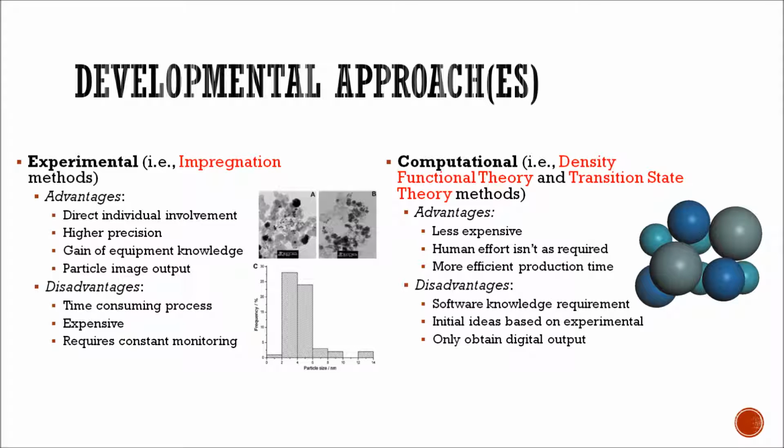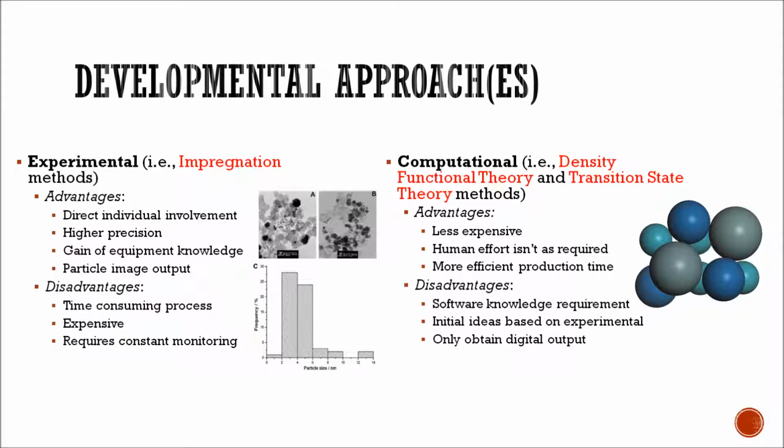So, two developmental approaches given by the DOE would include experimental and computational efforts. Experimental efforts include processes such as impregnation methods, which is basically various methods used for loading metal precursors onto carbon substrates, typically. This is for the research application with metal clusters, for instance.